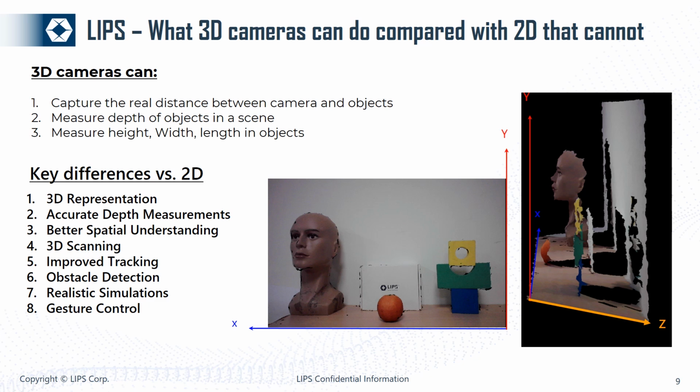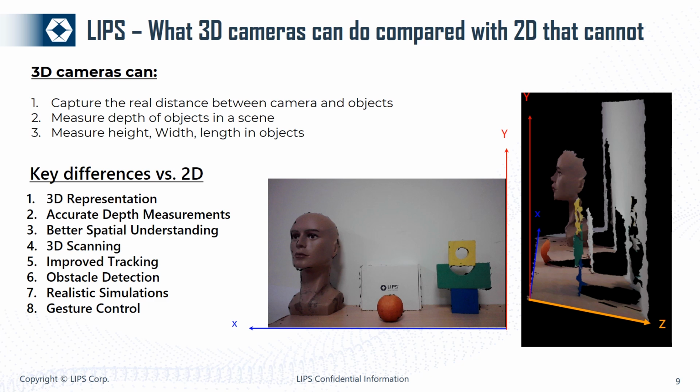Improved tracking. In applications like gesture recognition or motion capture, 3D cameras can track movements more accurately, providing more natural interaction in virtual environments. Obstacle detection. In robotics and autonomous vehicles, 3D cameras can help detect and navigate around obstacles by providing a complete view of the environment. Realistic simulations. 3D cameras can enhance simulations and visualizations in fields like medical imaging, allowing for better analysis of anatomical structures.